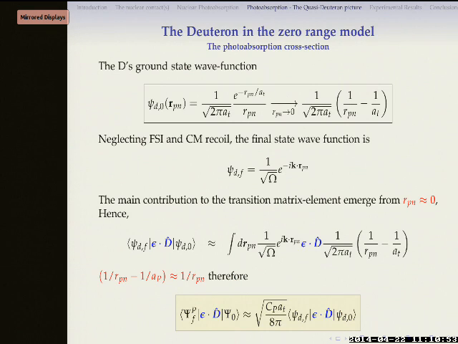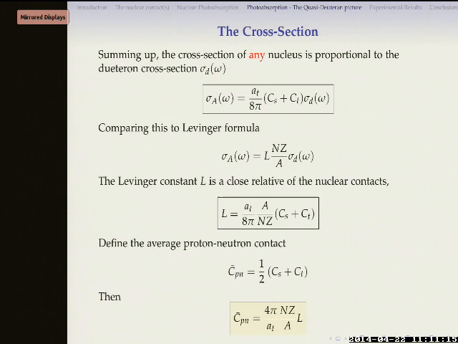And now, with some algebra again, we get to these relations: the matrix element for the dipole operator between the A-body states is just proportional to the neutron matrix element. And this is essentially Levinger's result, re-derived using the language of the contact.